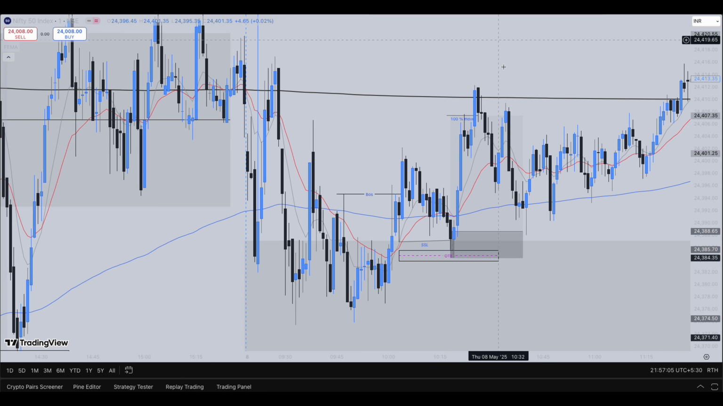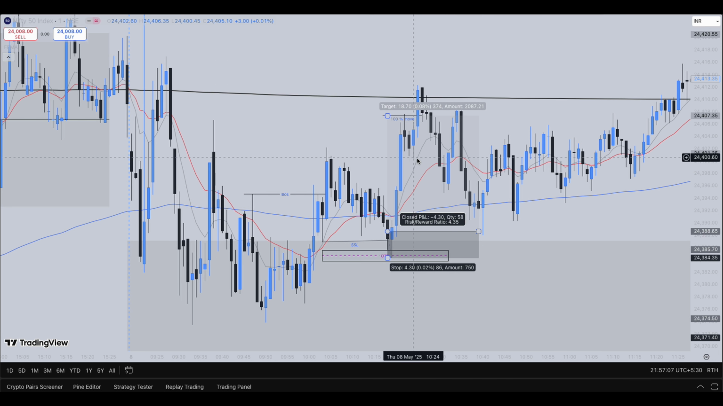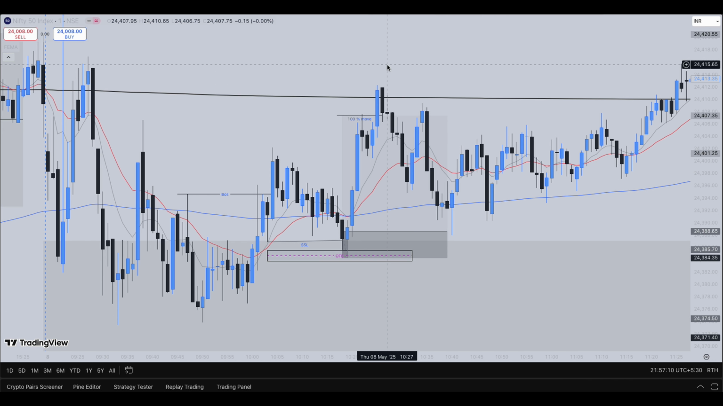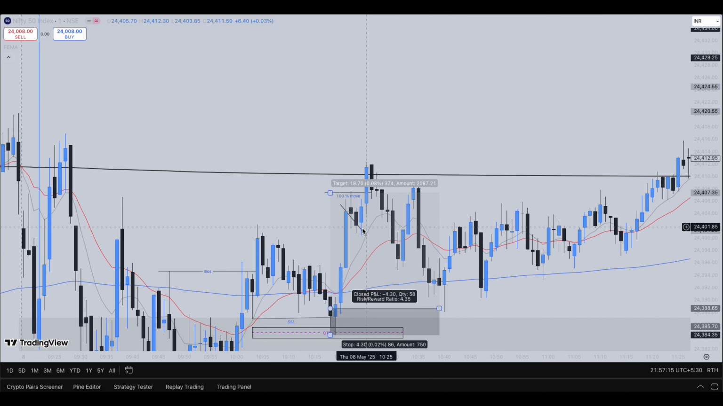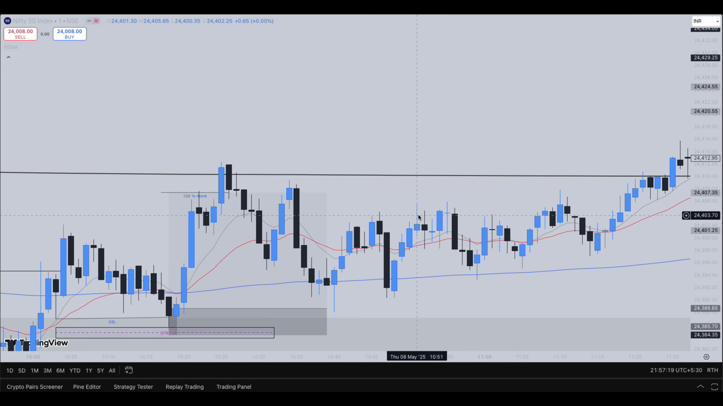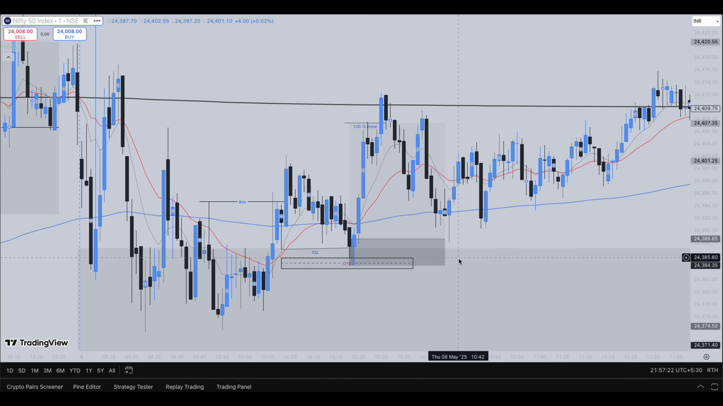So a clear, or you could have just trailed your stop losses all the way. After this support over here, the market made a higher low and continued further bullish. So you could have trailed your stop losses to this low here. And you can see after this, the market rejected and broke structure towards the downside. So you could have captured this momentum, guys.